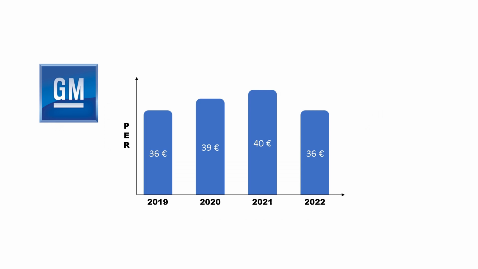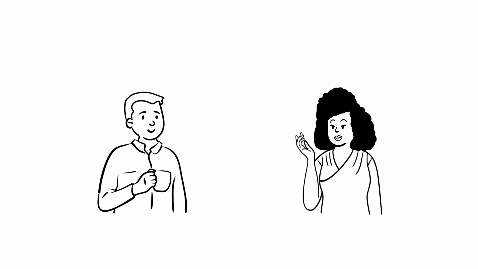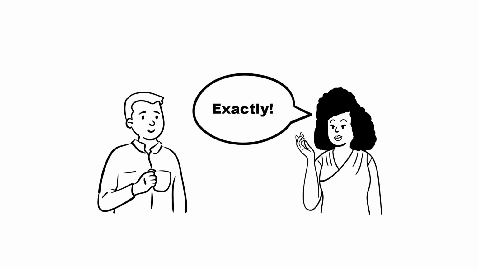Another useful comparison could be comparing General Motors' current PER to its PERs from previous years. This way you can assess whether its PER is rather low or high at this moment. So you can compare PERs like supermarket prices that are standardized to 100 grams or 1 kg. Exactly. It standardizes the share price accounting for the earnings per share.